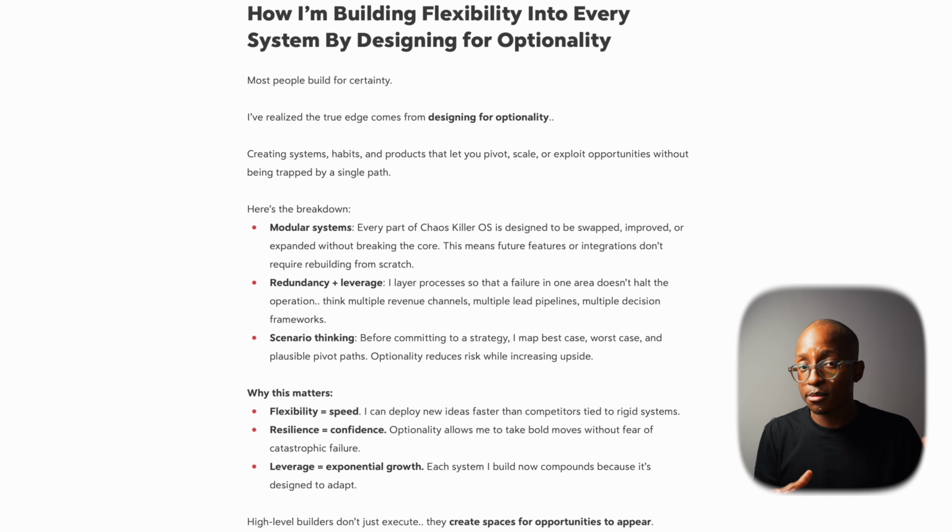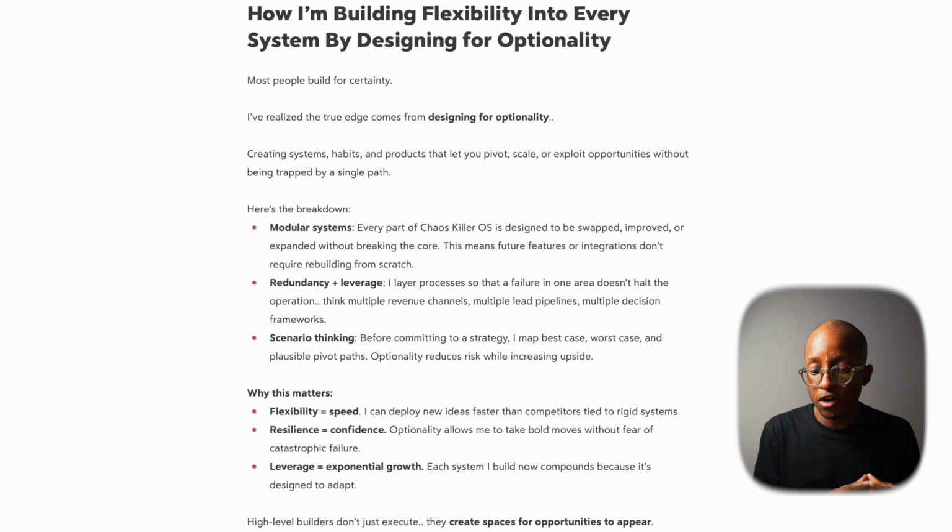So just making sure that each and every single day we're building this system in a way that's modular, but also scalable into the future, which leads on to the redundancy and leverage, which I think needs to be layered. And this layering process is so that failure in one area doesn't halt the operation. Because if you're building for a use case and failure points happen everywhere, that's just going to break the machine. And that's not what you want.